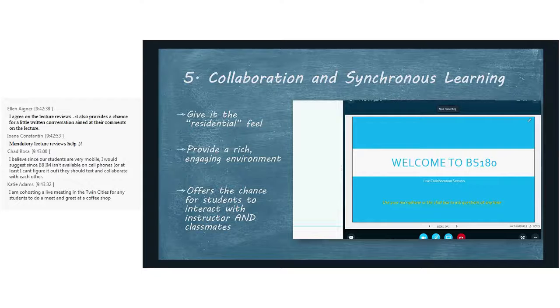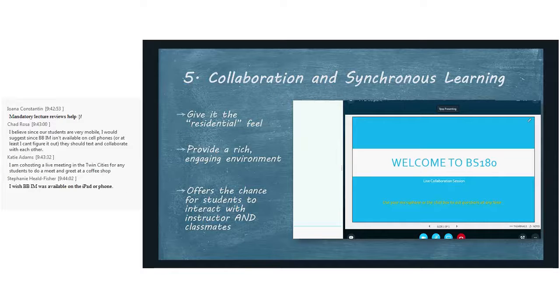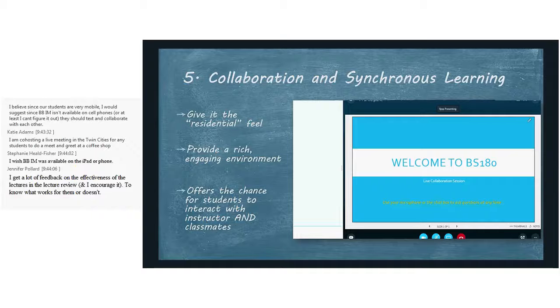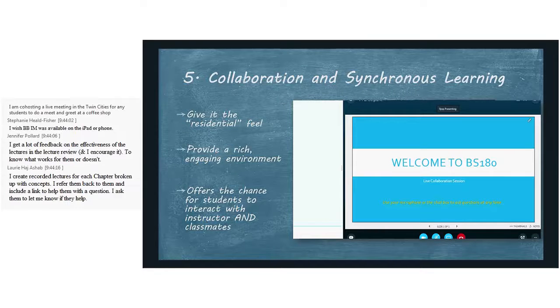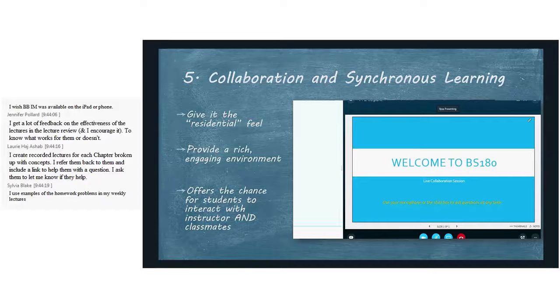Jad believes that since our students are very mobile, and Blackboard IM isn't available on cell phones, they should text or collaborate with each other. Absolutely. Like I mentioned a few slides back, there are other apps you can get, and you can enroll all of your students into it as long as they have the app too, and then they can collaborate that way. They can all get together, just pop into their app, and text back and forth. It's huge.